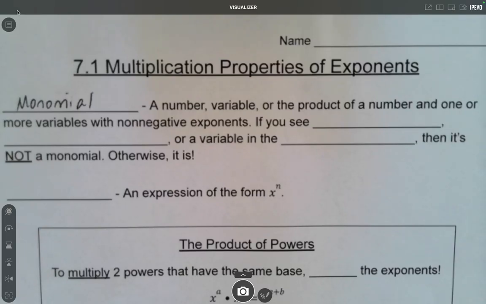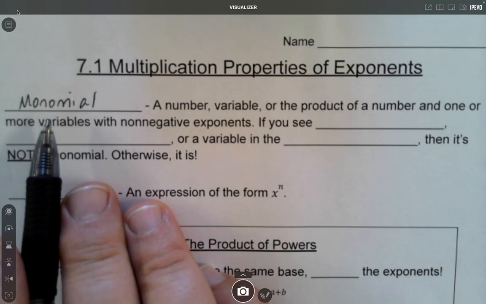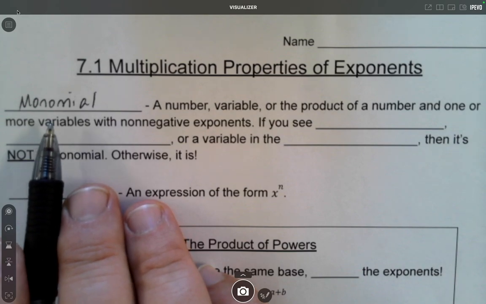So at the beginning of this chapter, we're going to focus on exponents and their properties. But before we start talking about exponents, we do need to establish a couple of vocabulary words. So first is a monomial. So mono means one. It essentially means it's one term.